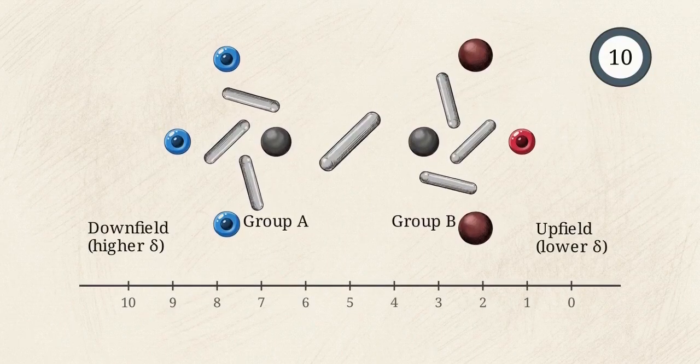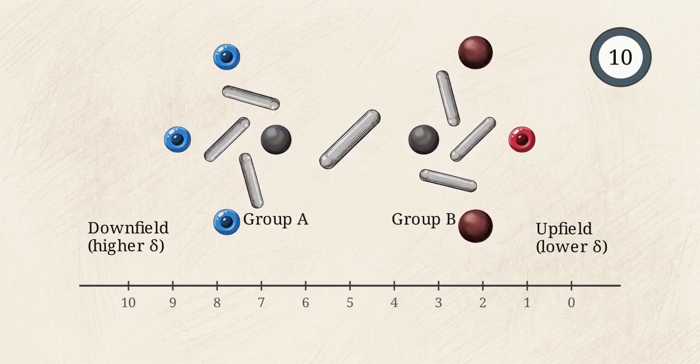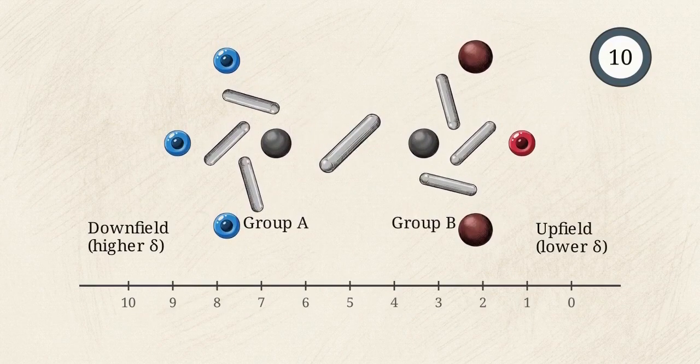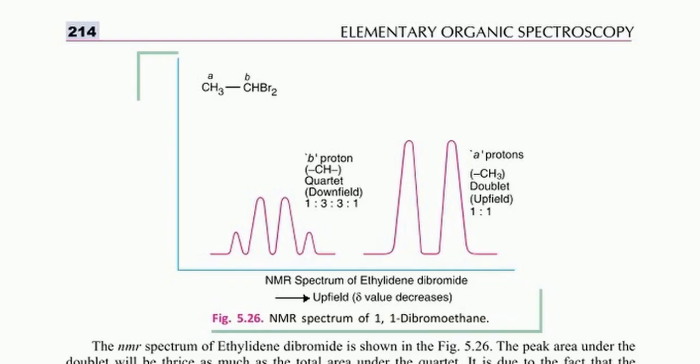Based on the rules we just covered, try to predict how many signals it has, their integration, and their splitting. This spectrum shows the result. The CH proton is deshielded by 2 bromines, placing it on the left with an area of 1. The CH3 group is on the right with an area of 3. The CH3 group sees 1 neighbor on the carbon next to it. 1 + 1 = 2, giving this doublet on the right.